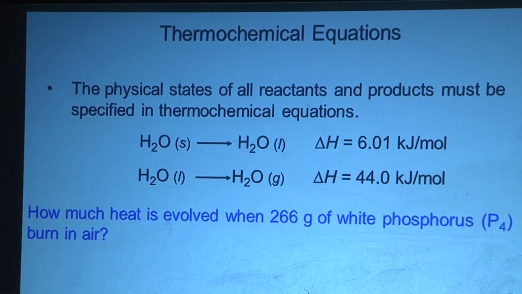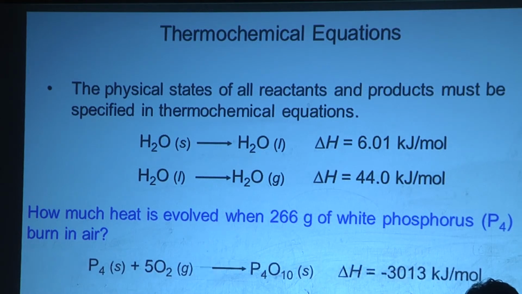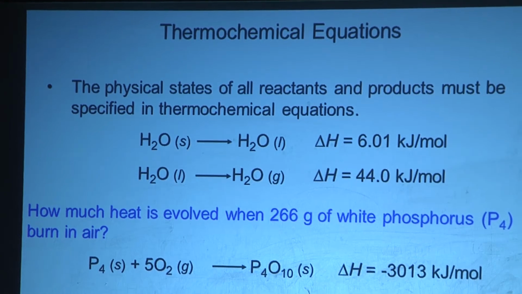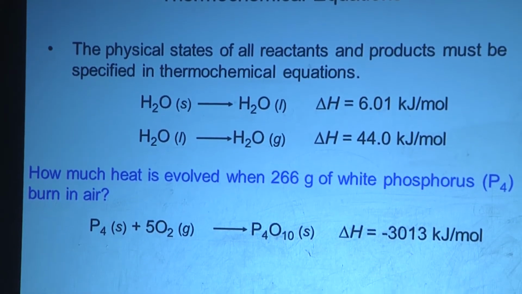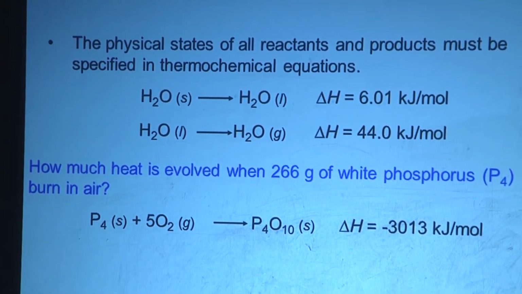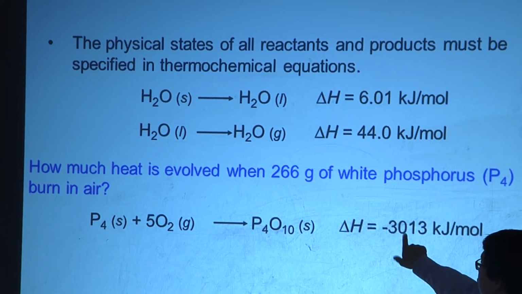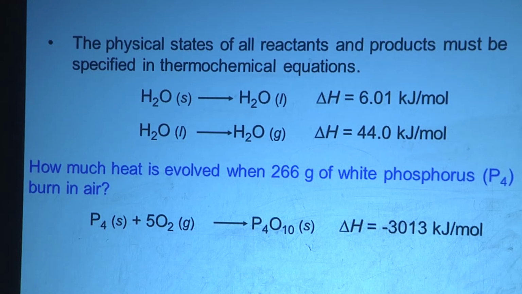Okay, so let's do a problem. How much heat is evolved if 266 grams of white phosphorus P4 burns in the air? And so the chemical equation goes P4 plus 5O2 gives me P4O10. And the delta H is very large and negative, right? Because we're burning something, heat is going to be released, and so delta H is negative.